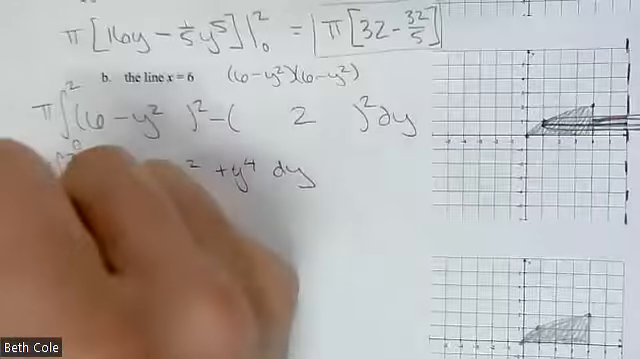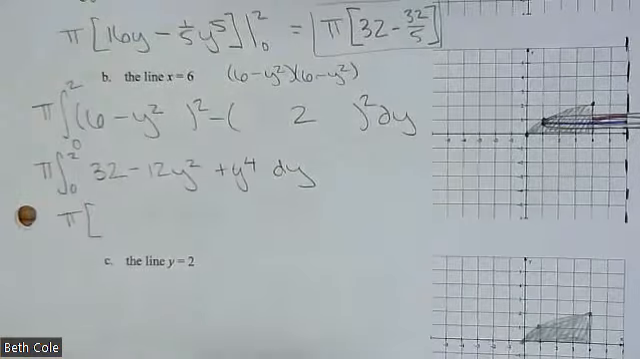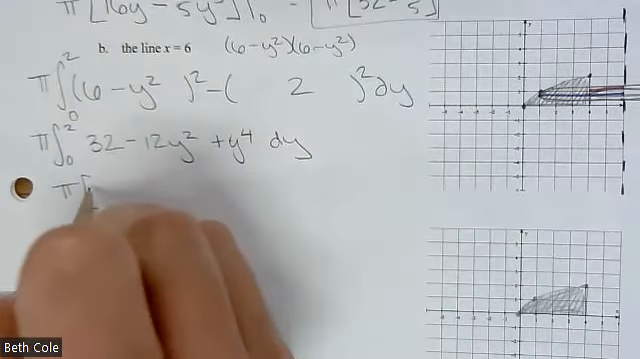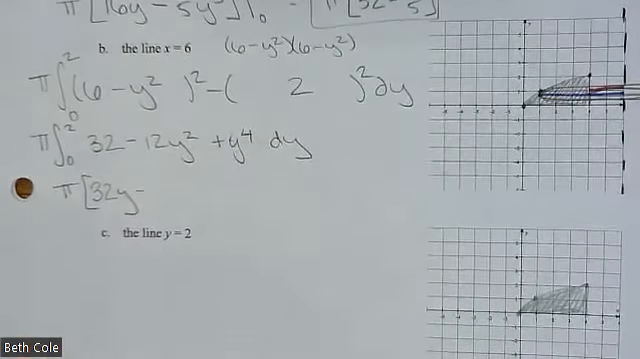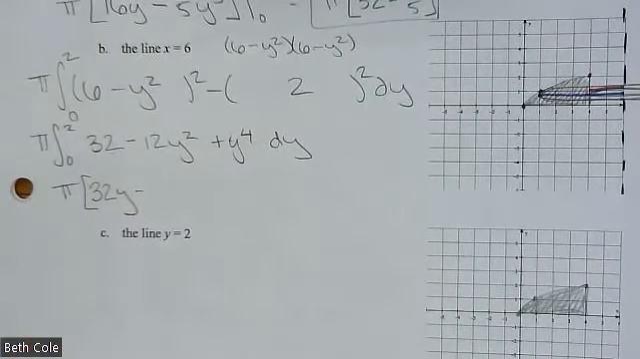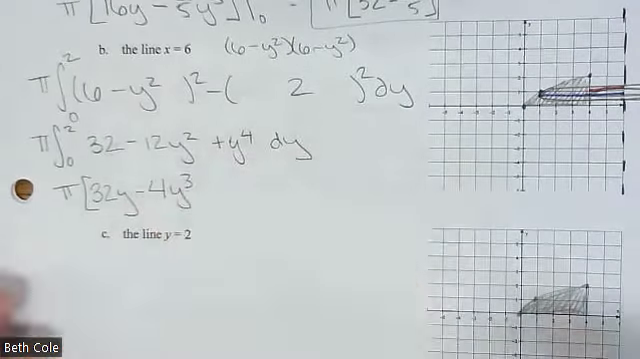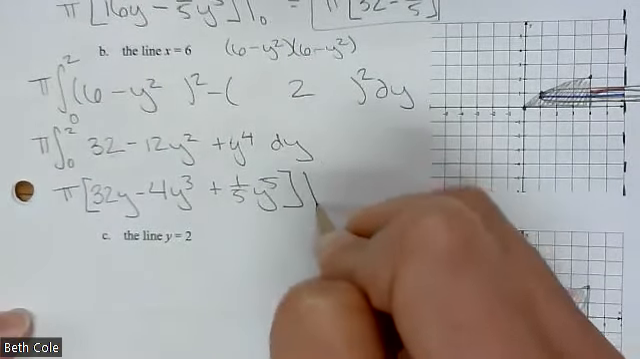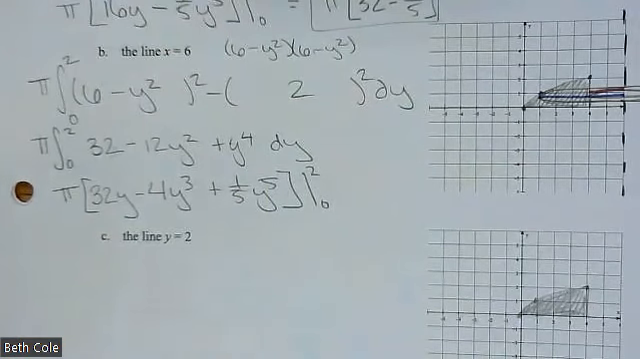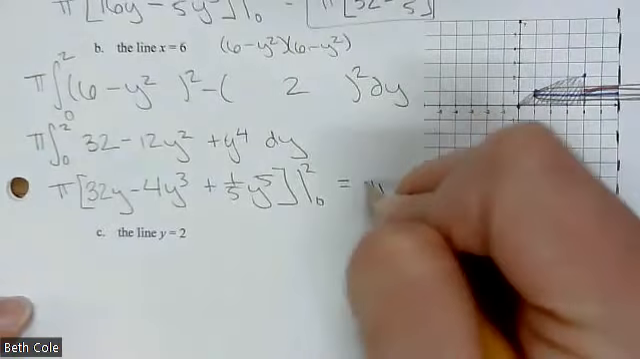You can do it. Now we're going to do the antiderivative. So pi stays out front. What's our antiderivative? 32y minus 4y to the 3rd, plus 1/5 y to the 5th. Good. From 0 to 2, basically just plug in 2. You going to make it, Kevin? You doing all right? Hanging in there? All right, so just plug in 2.